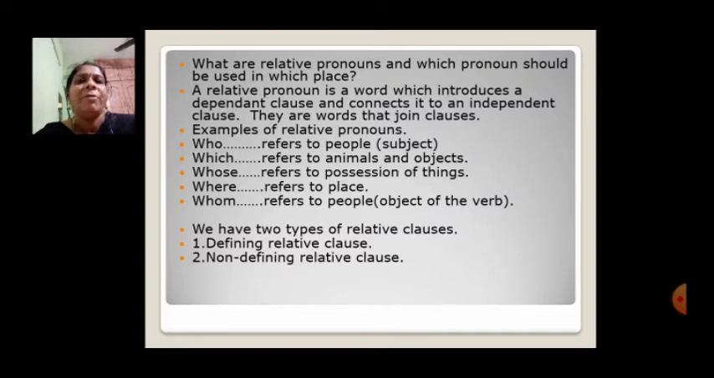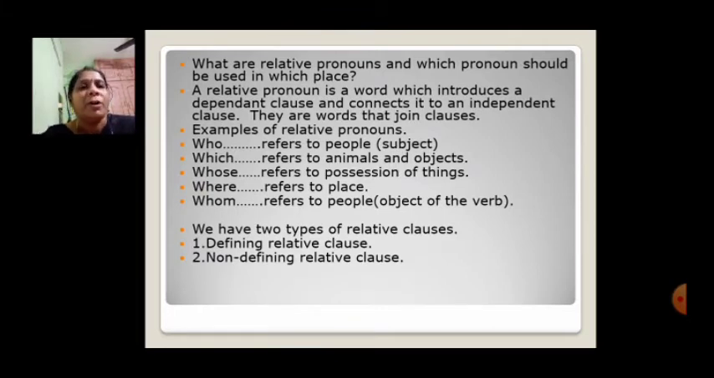Now before going into the different types of relative clauses, we shall see what relative pronouns are. It's a new word which we have learnt right now. Let's see what a relative pronoun is, what types of relative pronouns we have, and which pronoun is used at what point of time. Yes, we have different relative pronouns, and you should know very properly which pronoun should be used in which place.